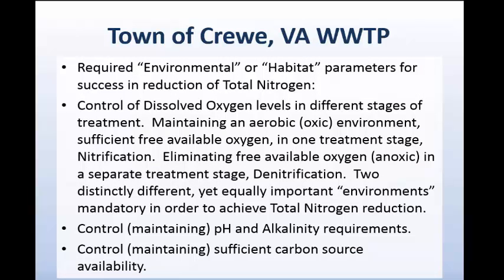Required environmental or habitat parameters for success when we're talking about reduction in total nitrogen. You have to have control of dissolved oxygen levels in different stages of treatment. You have to maintain an aerobic environment that has sufficient free available oxygen in one treatment stage for nitrification. Then you have to eliminate the free available oxygen in a separate treatment stage in the anoxic zone to accomplish denitrification. These are two distinctly different, almost diametrically opposed environments, but they're equally important because they're mandatory in order to achieve total nitrogen reduction success.